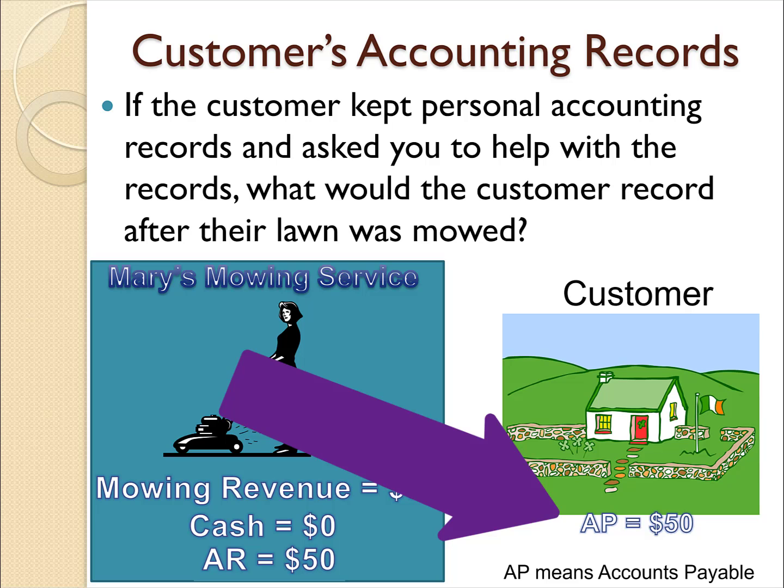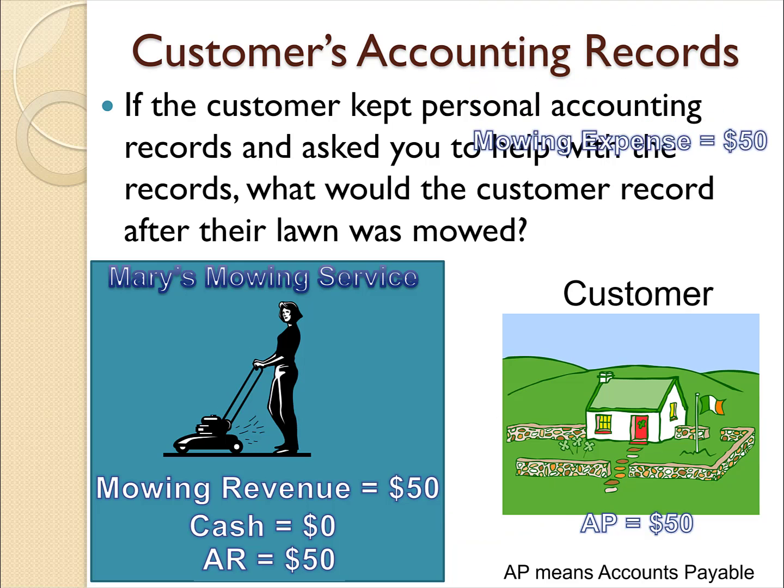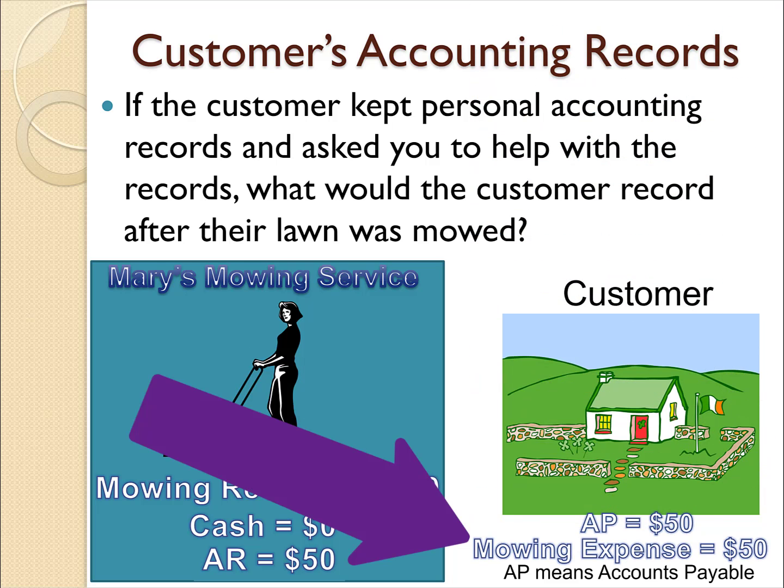Now remember, for the customer, if they were keeping personal finance records, they would need another account because their accounting equation would not balance. So besides accounts payable going up, what's the other account that they might record? Probably something called mowing expense or lawn maintenance expense. Basically, it's some type of an expense.